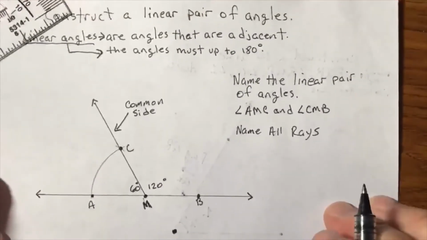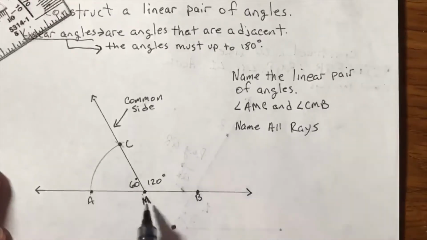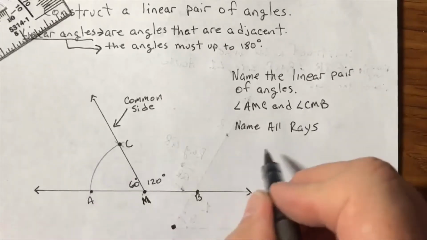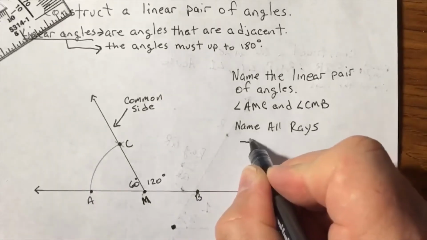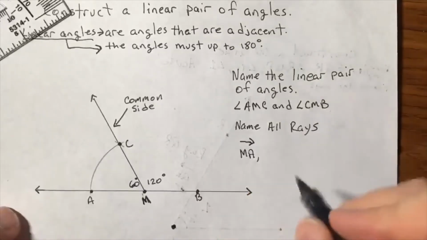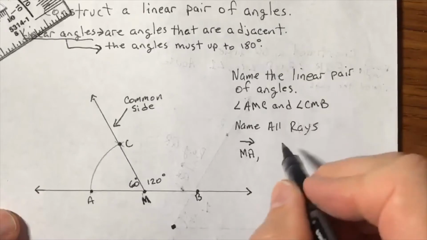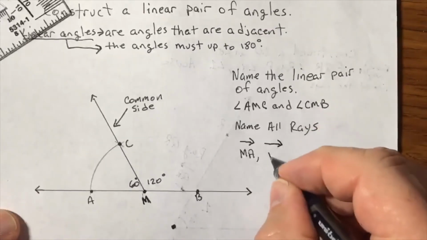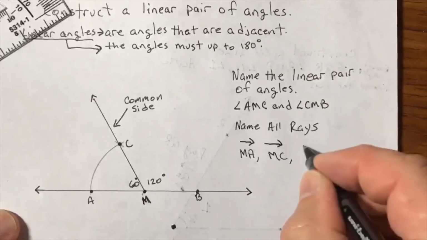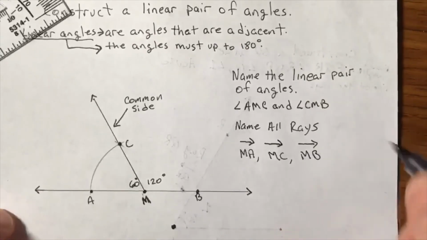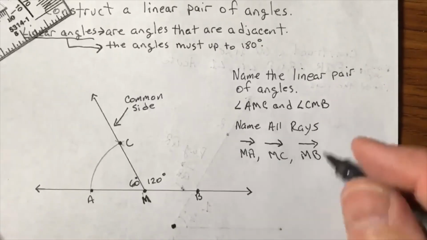Alright, so a ray would have a beginning point and continue through another point. So ray MA, and there are two more: ray MC and ray MB. They're the rays.